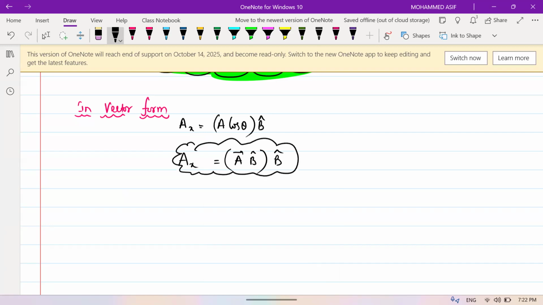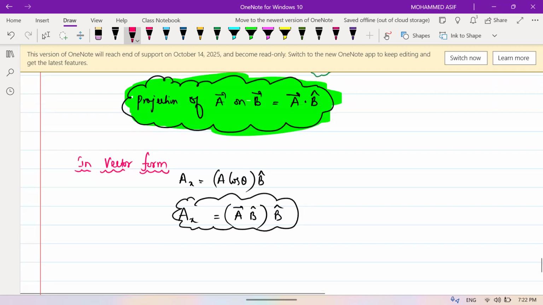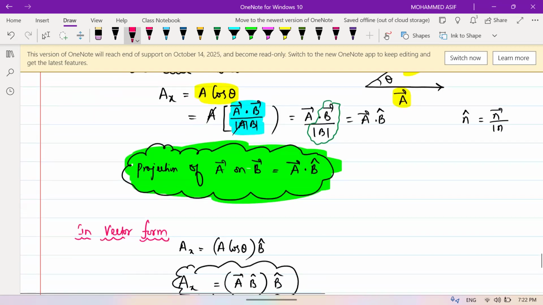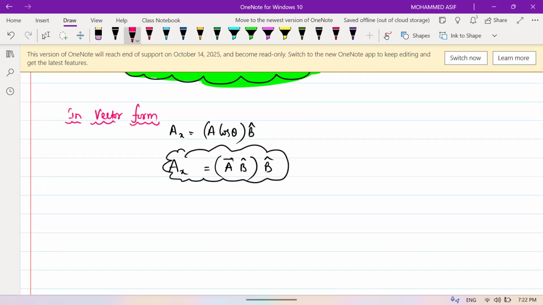Sir, why did you take that A cos theta for the formula? It was A bar dot B cap, right? We know projection means what, but I just told you, if this is the vector A bar and this is the vector B bar, and I am projecting A on B, I need to take the component, that is A cos theta. This is a number, so it is a scalar. If I multiply it by the direction B cap, it becomes vector form.